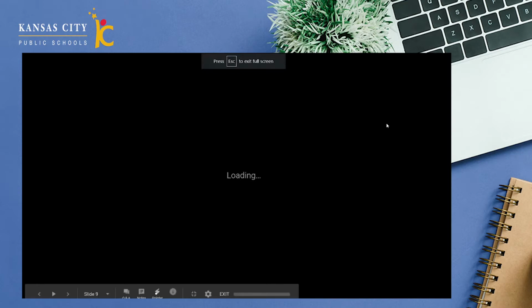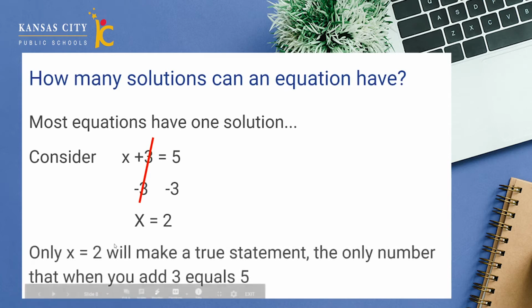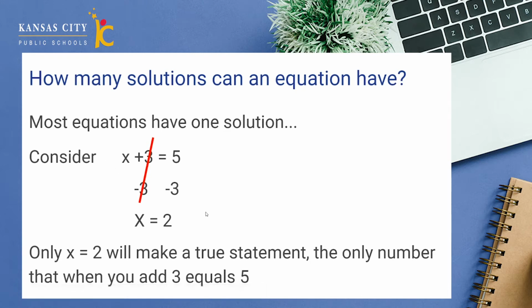Anyway, where were we? So we did the opposite of plus 3, minus 3 on both sides. We get x equals 2. Only x equals 2 will make this a true statement. The only number that when you add 3 to 2, it equals 5. That's the true statement, only 2. So this one has one solution.